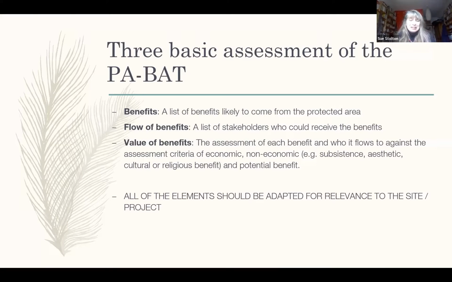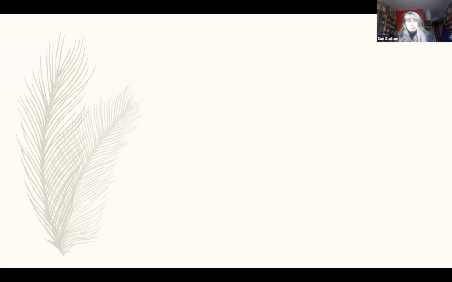But what is the PA-BAT? It's basically made up of 3 elements. It's a list of benefits that are likely to come from protected areas. It's a list of stakeholders who could receive those benefits, so it looks at the flow of benefits, and it's a really simple assessment system that looks at just economic, non-economic and potential benefits. And all of these elements should be and must be adapted for wherever you're using the PA-BAT. It needs to be appropriate to the site it's being used in.